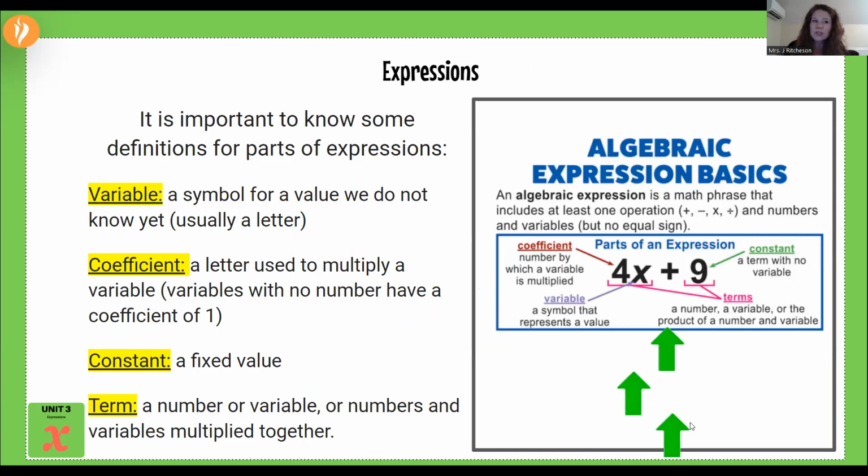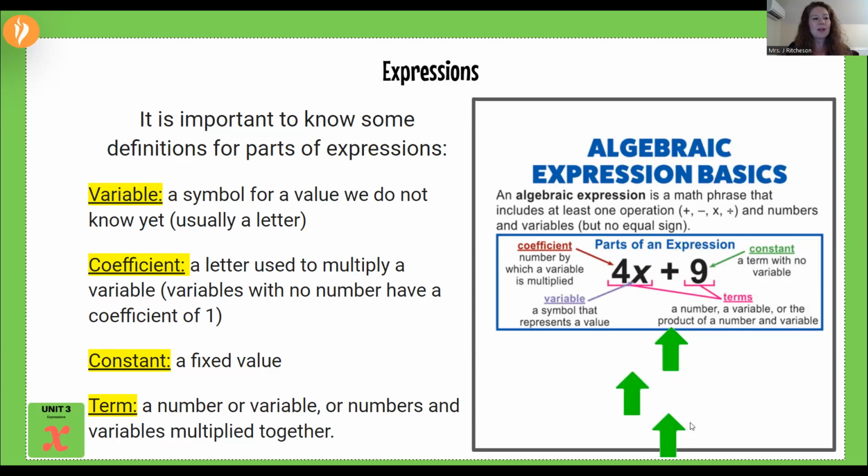So these are words that you need to know. This whole expression right here, 4x plus 9, is the full expression. Now, 4x, that means 4 times x, is one term. Positive 9 is the second term. Terms are separated by plus and minus signs. So this tells us that we have two terms. 4x is a term and positive 9 is a term.